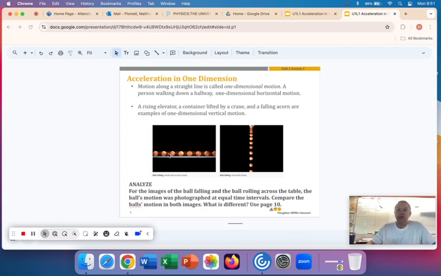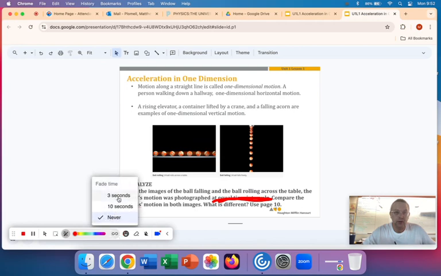We see in these two pictures a ball that's rolling. In one image, the ball is falling. And in another image, the ball is rolling off of the table. The ball's motion was photographed at equal time intervals. This is important when we analyze the time intervals. Compare the ball's motion in both images. What's different?